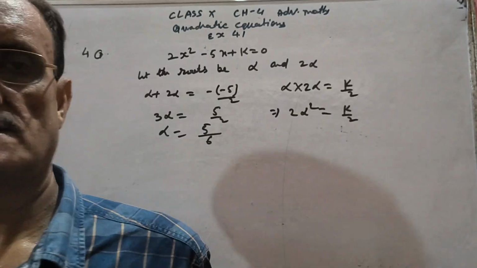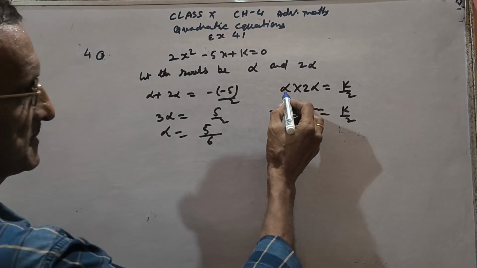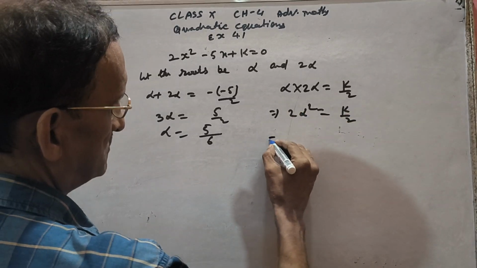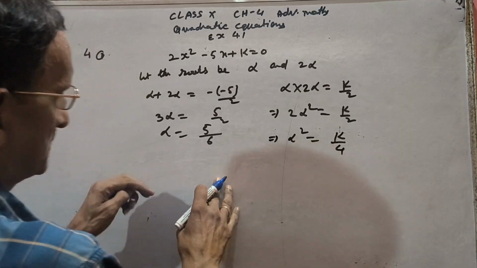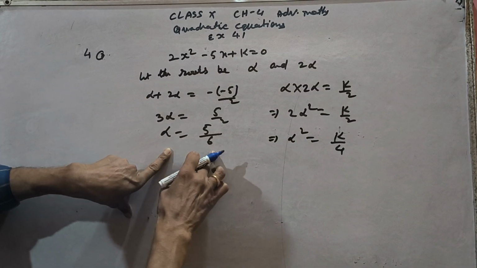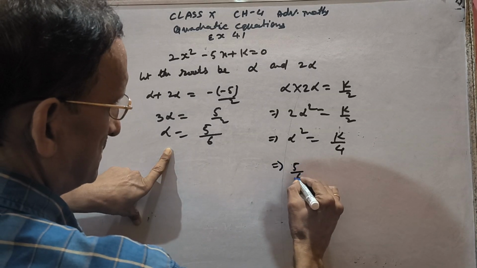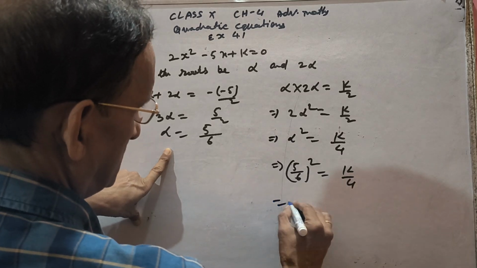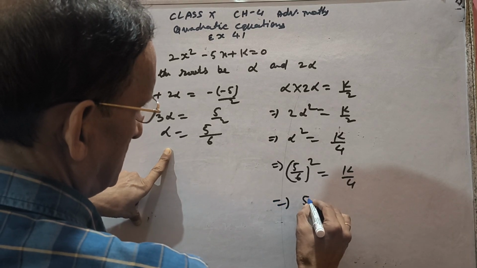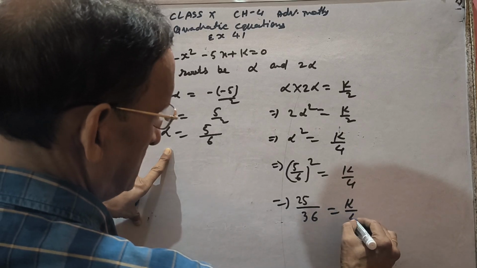Sorry for the disturbance. There was some problem there. Okay, now. So what will you get? 2 alpha square equal to k by 2 implies alpha square equal to k by 4. Put the value, see, we have already alpha equal to 5 by 6. The alpha square means what? 5 by 6 whole square equal to k by 4. So 5 square, 25 by 36 equal to k by 4.